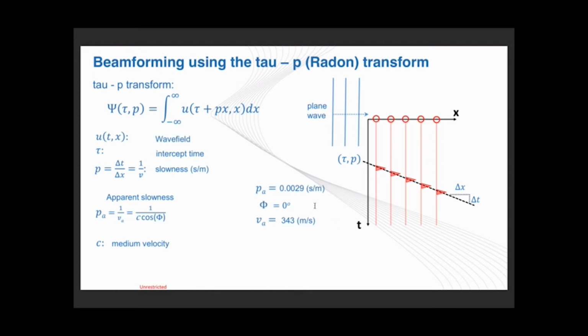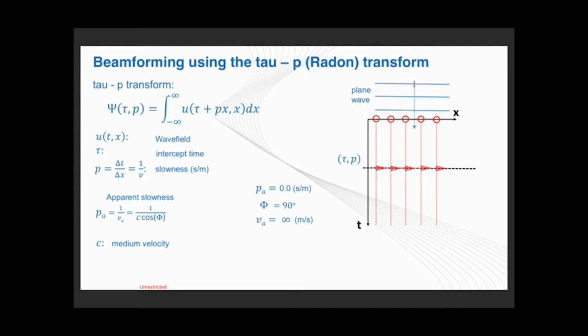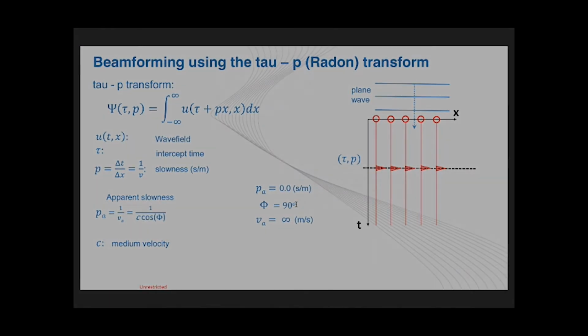From the data, we can deduce that the angle of incidence is 0 degrees. For a plane wave propagating perpendicular to the array, all the microphones would record the arrival at the same time, and we would measure zero slowness or infinite velocity. We would deduce that the angle of incidence was 90 degrees.